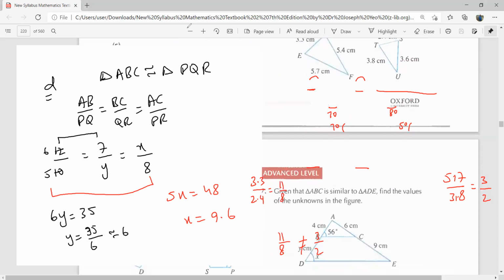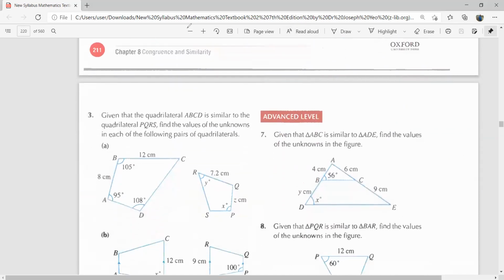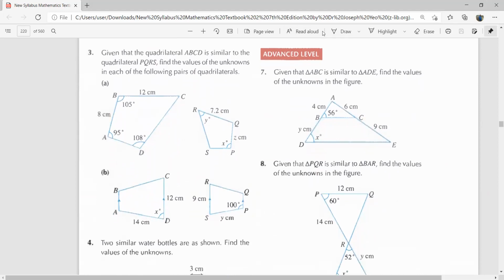Let's see what we have in the next. Yeah, the third question here. It says given that the quadrilateral ABCD is similar, this is the word you have to pick, okay? To the quadrilateral PQRS. So we have to find the unknowns here. Now, first of all, you can see the angle A from here and angle P from here. They are equal. So angle X is going to be 95. Okay. Then angle B from here is going to be equal to the angle Q here. So that is going to be 105. Let me put 105 here. Let me write 95 here.